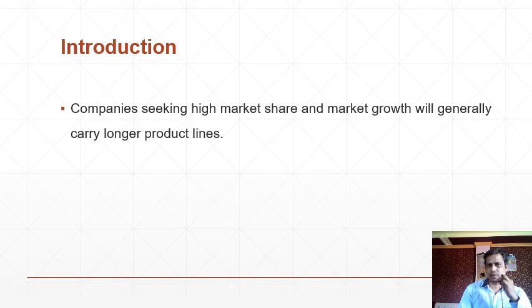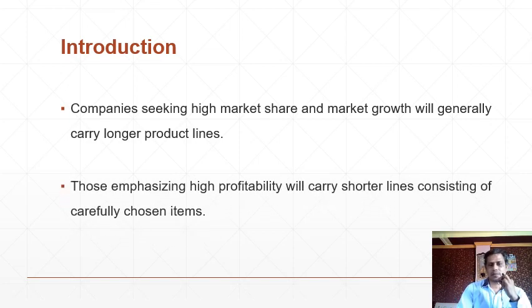Means you are basically focusing on sales. So you keep on introducing new products to make sure that your sales are intact, you are maintaining your higher sales rate, and your market share remains at a higher level. So you are showing market growth by releasing new and new products. When you keep on releasing new products, your market share will be higher because of the higher sales. So if you want to have higher market share, go for more products in a product line.